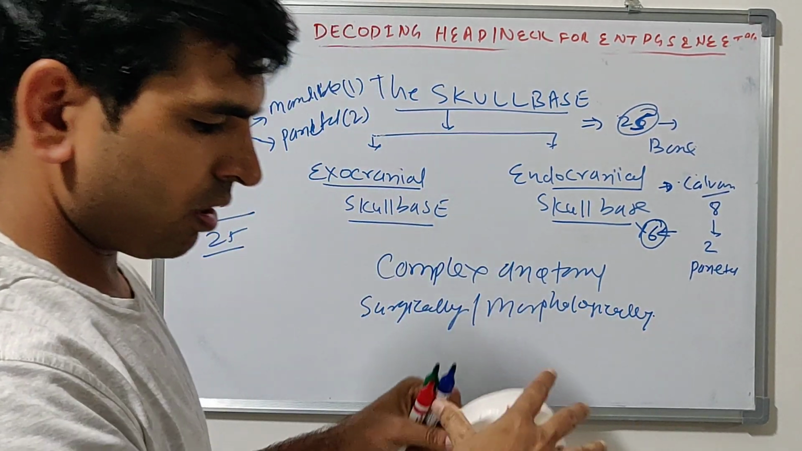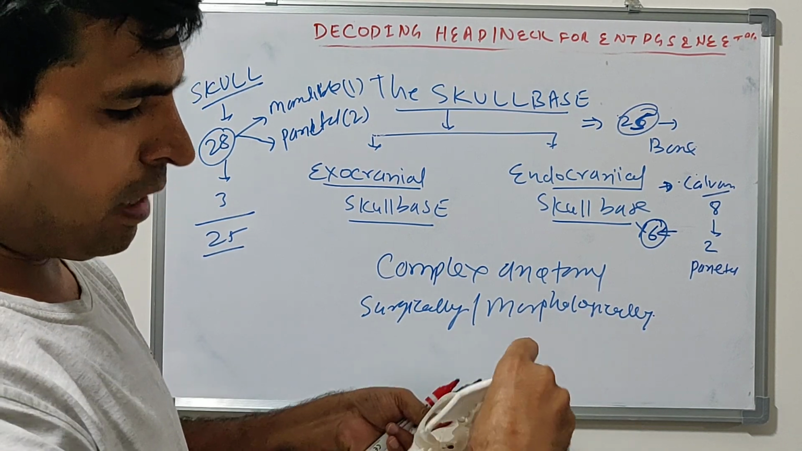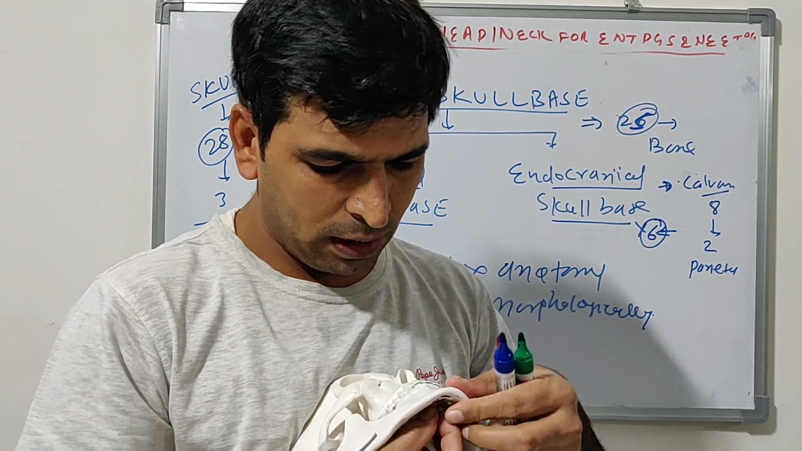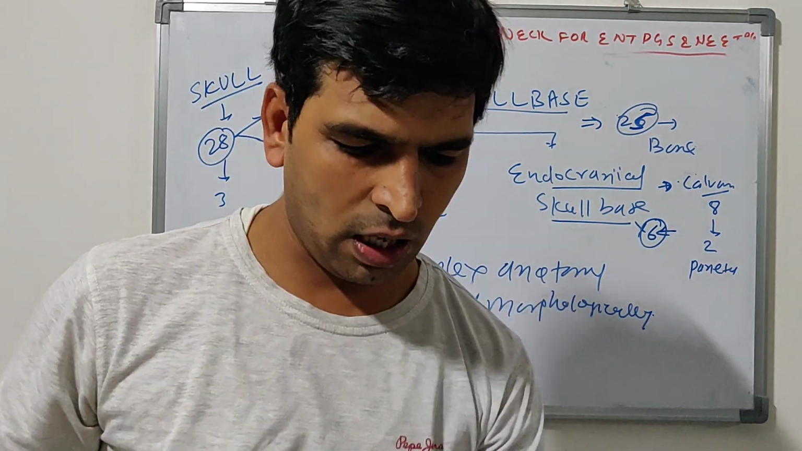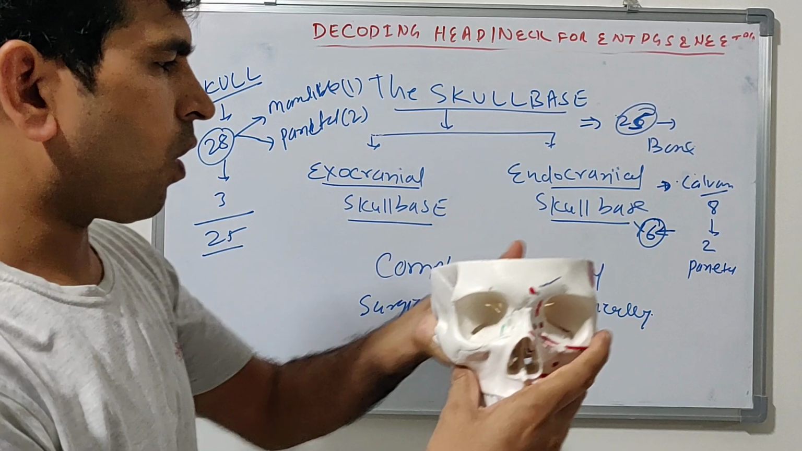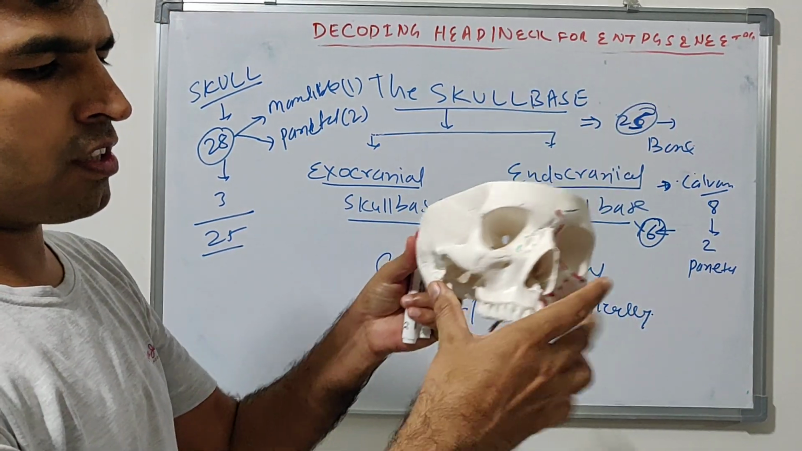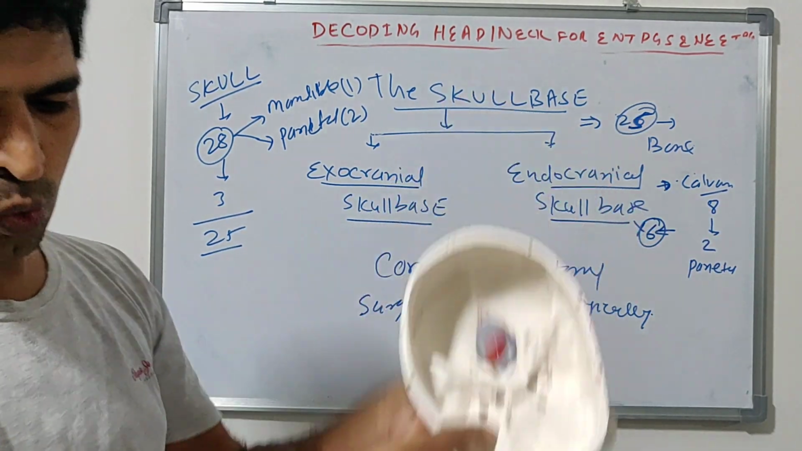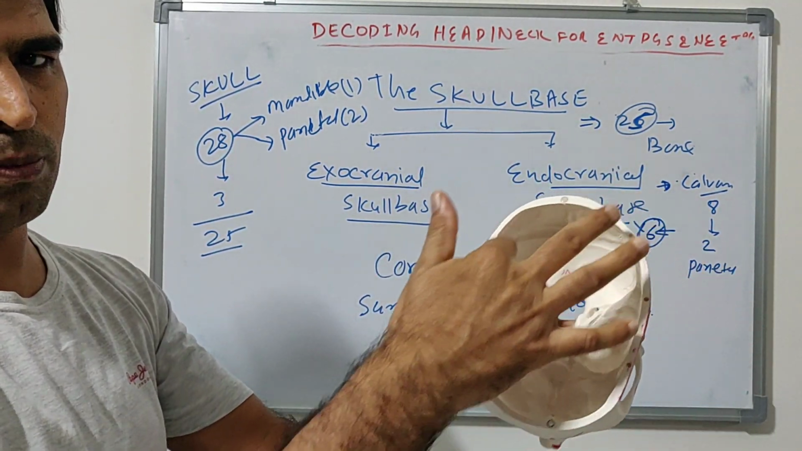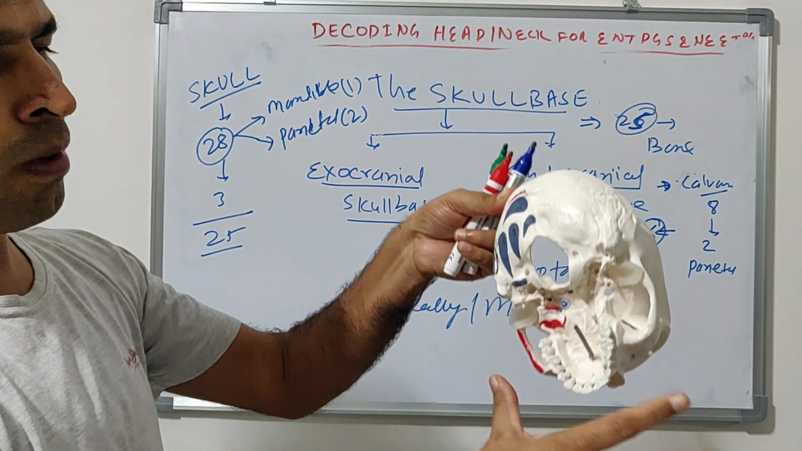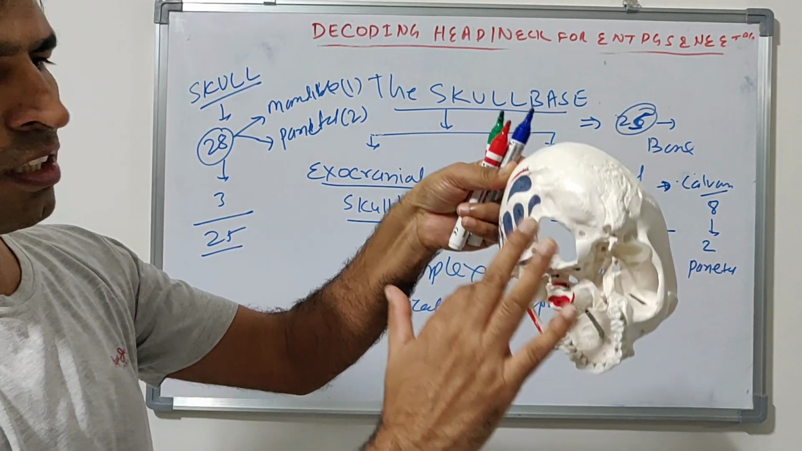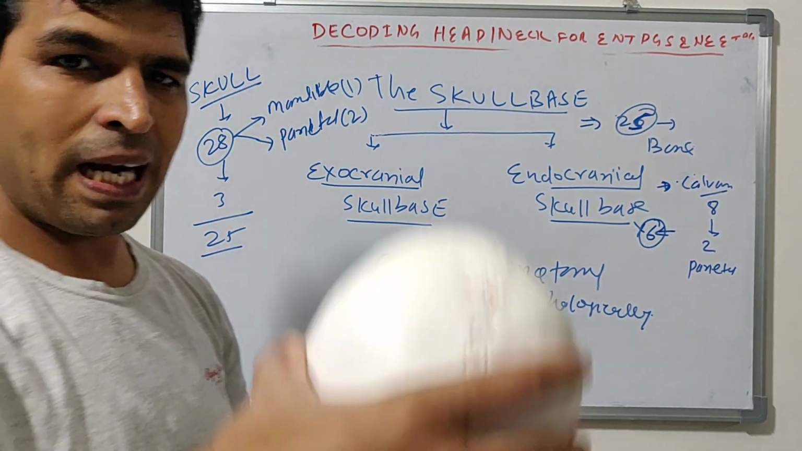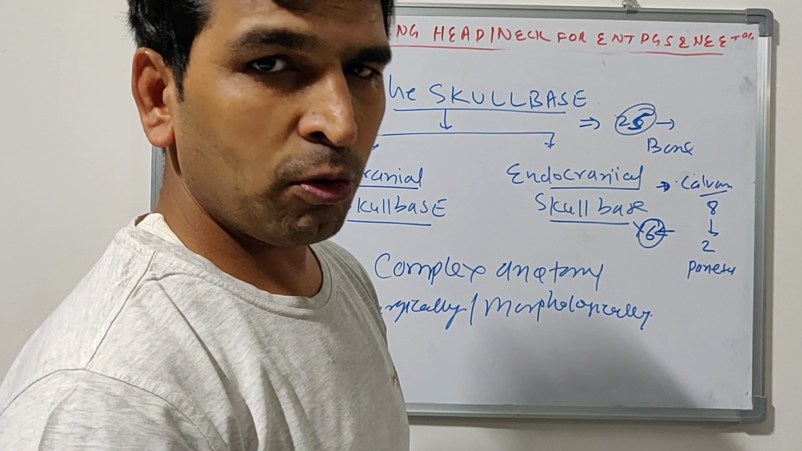Now this skull, if I remove this mandible, see, this is called the skull base whole. This is the exocranial skull base, this is the endocranial skull base. This whole is the endocranial skull base, the interior of the skull base. This is the norma basalis or exocranial skull base. We have removed both parietal bones and the mandible.